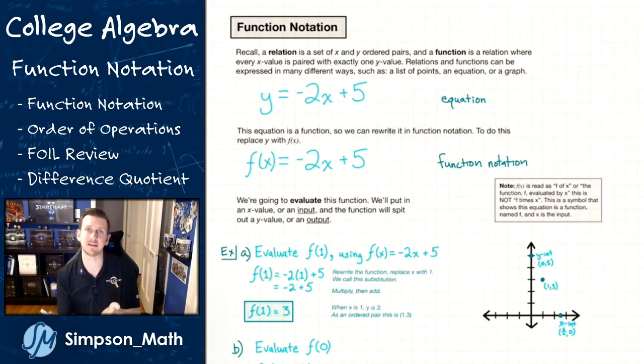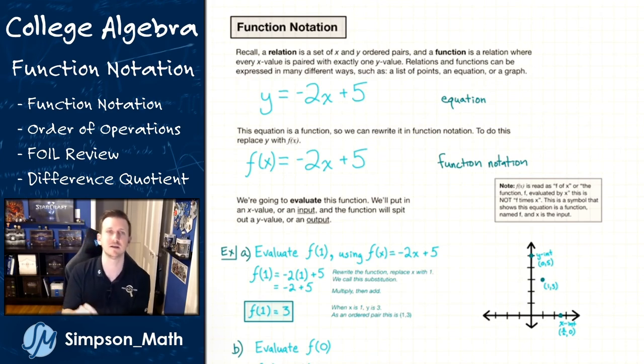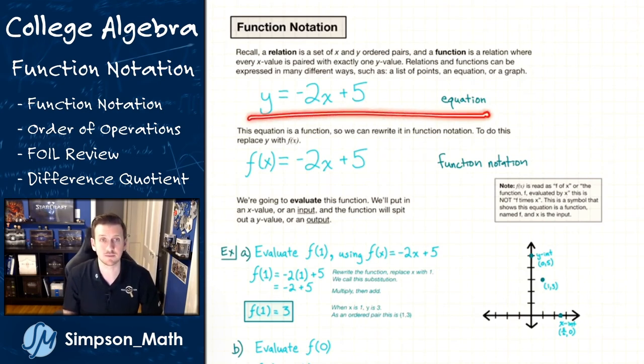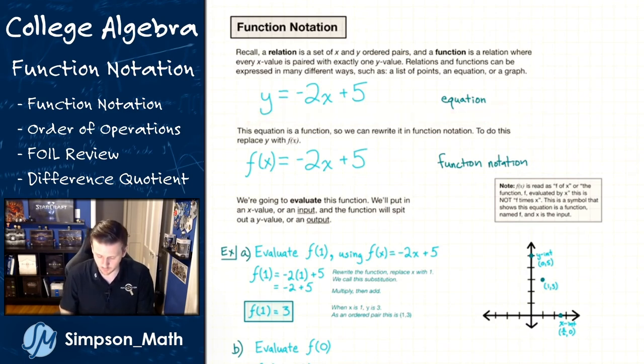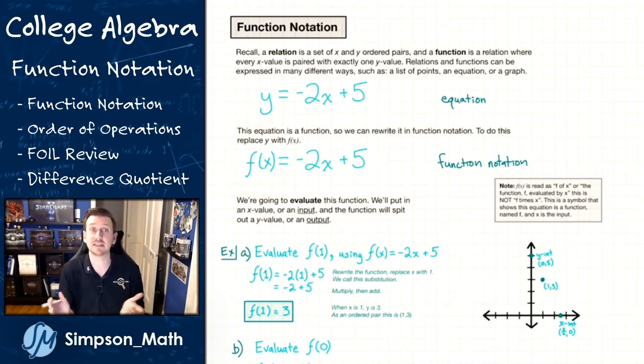Now, in terms of math, again, we can express them as a list of points, an equation, a graph. So this particular equation right here is a function. So we reserve a very special notation, a set of symbols. When we have a function, instead of just writing y equals, we'll write it as f of x. Now this f of x does a few things for us. One, it just simply tells us that this is a function.